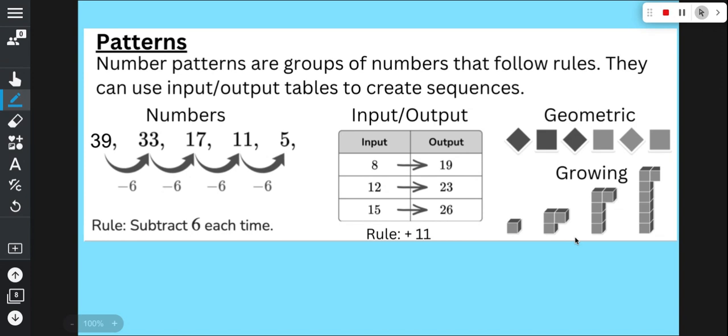The bottom one is a growing pattern. This one is where we start with an amount and we grow on to our pattern, and it keeps growing in the same amount. So it's our job to use critical thinking skills to say, what just happened? How did it go from one step to the next? And then what would actually come next if I follow that same pattern?